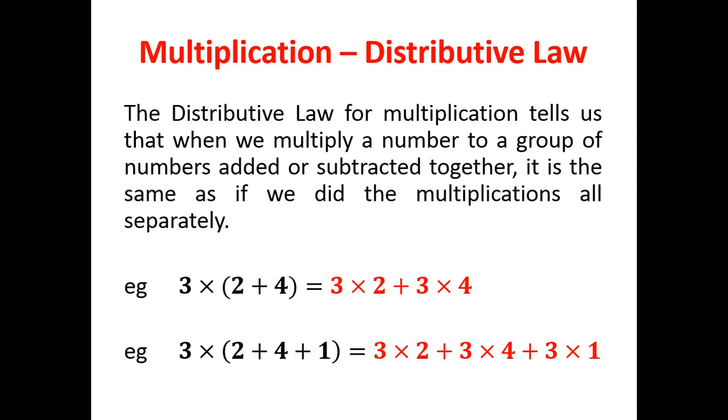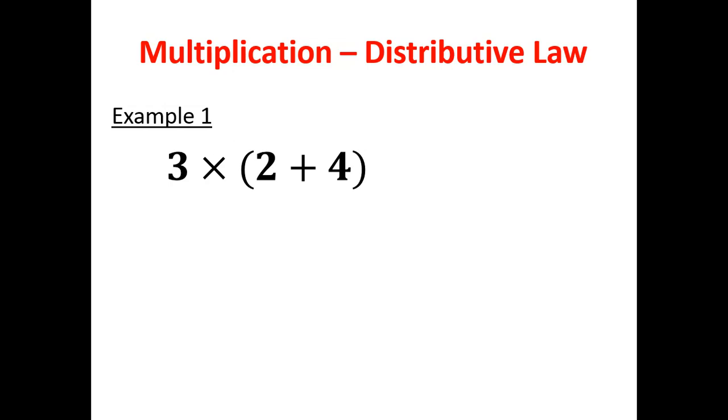In the two examples you can see here, we're multiplying 3 by some numbers inside brackets, and you can see that it's the same as multiplying 3 by each of the numbers separately. And we'll look at why this is. Example 1, 3 multiplied by brackets 2 plus 4. We're going to try and visualize this to help you understand.